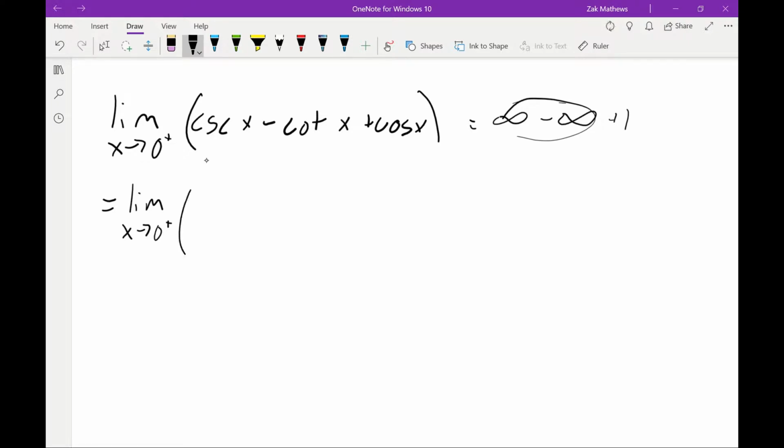Well, I know that I can write cosecant as 1 over sine. I can write cotangent as cosine over sine.